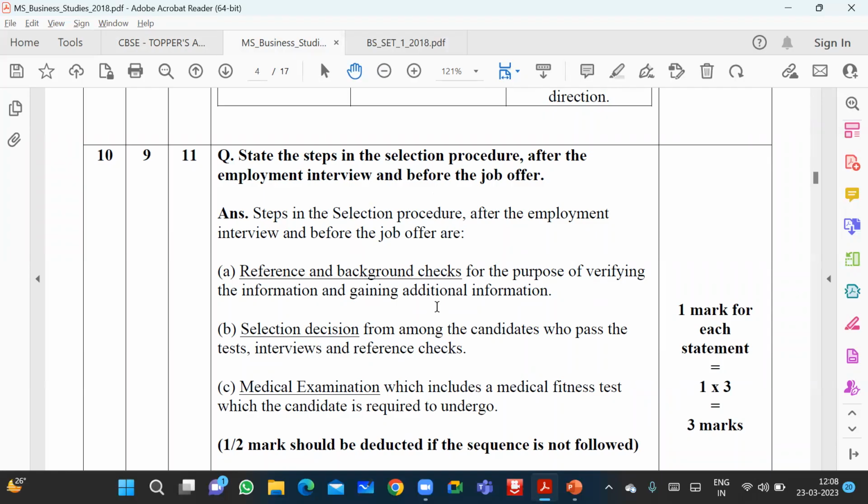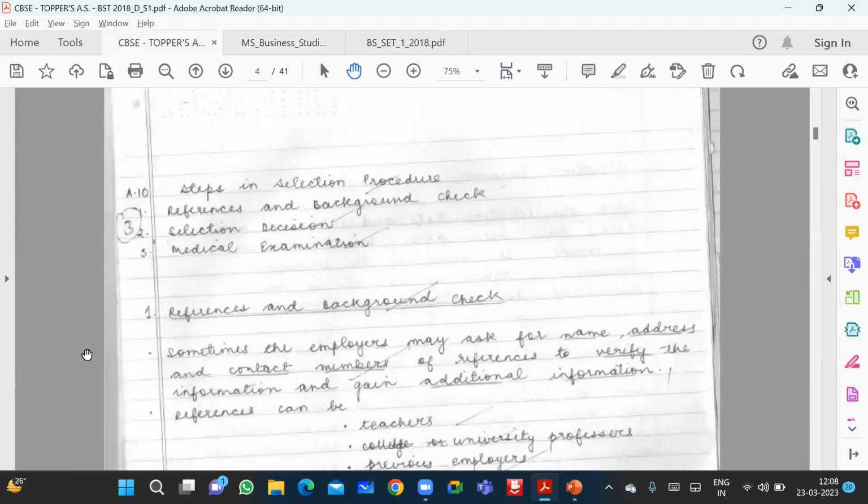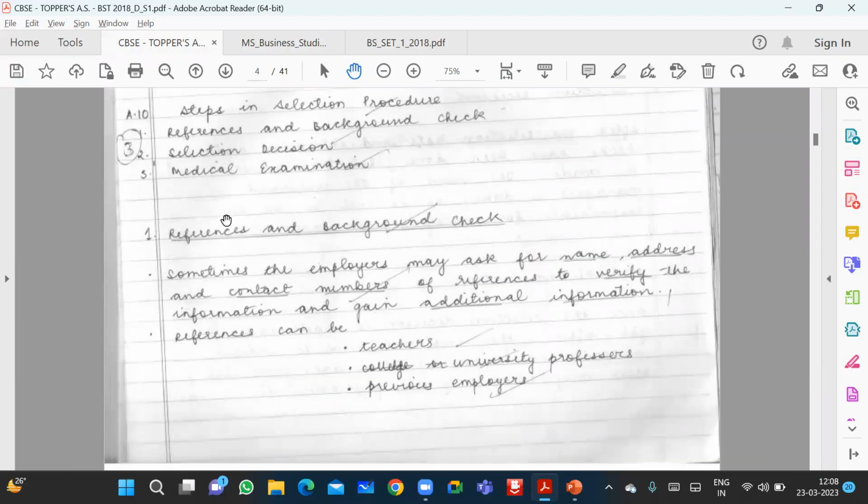Now let's see how the topper has written this answer. Here you can see the topper has first written these 3 steps, and after writing these 3 steps, the student has explained these points. So if you are writing the points, then there was no need to write this point separately. Simply you could start writing the points and then explain. You can explain in paragraph form, or you can explain the points in pointer form. So it depends upon you.